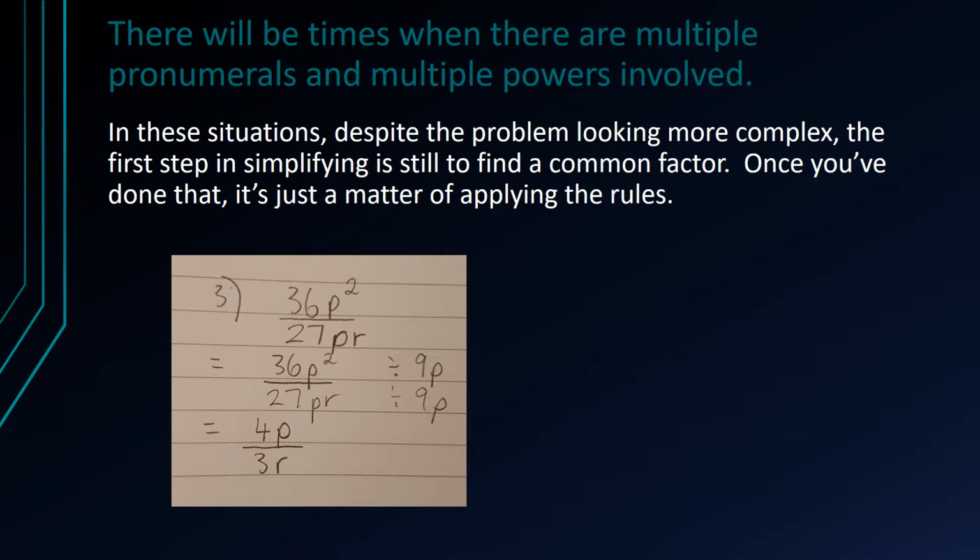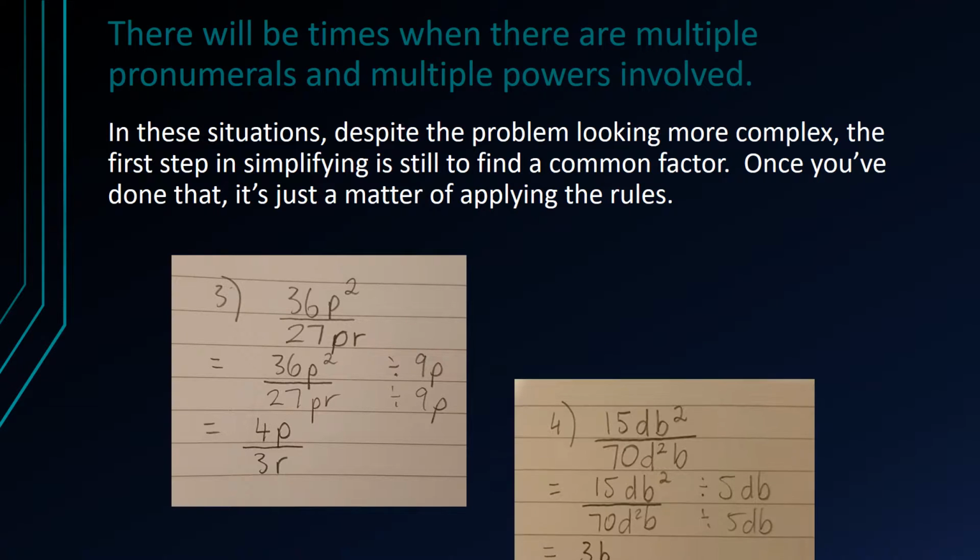So we divide 36p squared by 9p, and we end up with 4p. And then if we divide 27pr by 9p, we divide the 27 by 9, which gives us 3. And then if we divide pr by p, the p's cancel each other out, so all we're left with is the r. So 4p over 3r is the simplified version of this expression.